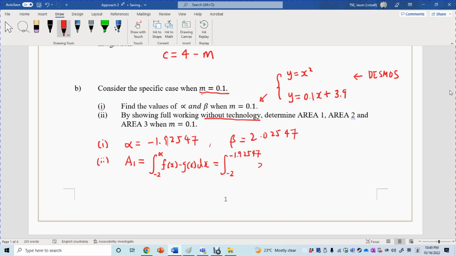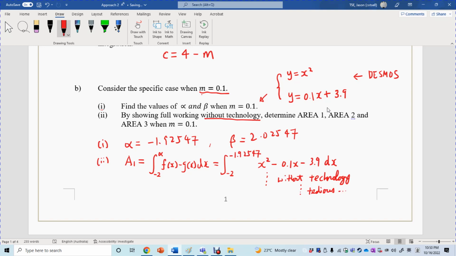My f(x) is x squared, and my g(x) right now is 0.1x. Because it's take away g(x), that plus 3.9 becomes minus 3.9x dx. Of course, you can solve it manually. You can do a lot of work without technology. It's purely an integration exercise using numbers, but it's very tedious, so I'm not going to do it here.